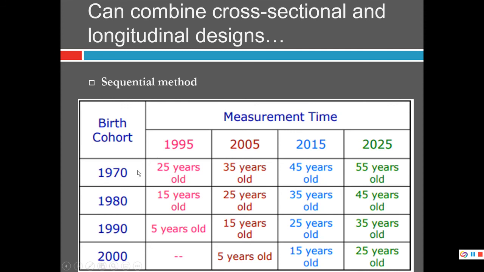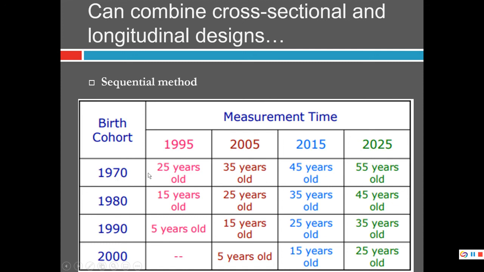If you look across the rows, you have separate longitudinal designs where you're following people born in the 70s, following people born in the 80s, following people born in the 90s, and in the columns you have cross-sectional designs where in 1995 you're comparing people that are 25 to people that are 15 to people that are 5. In 2025, you're comparing people that are 55 to people that are 45 to people that are 35 to people that are 25. So you have all these designs overlapping with each other.